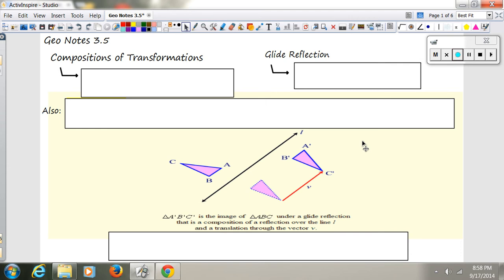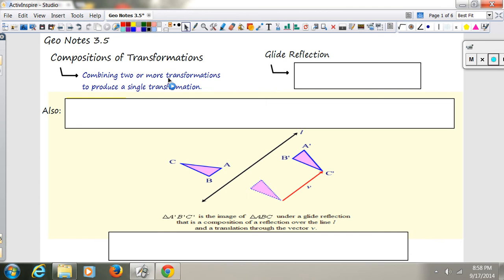Okay, moving on to compositions of transformations. So we're going to talk about combining 2 or more transformations to produce a single transformation. Basically we've been doing a few of these in class where we do 2 things at one time, but now we're going to put them together and make a single rule that we could have used instead of doing the 2 things together. So that's kind of our goal here.